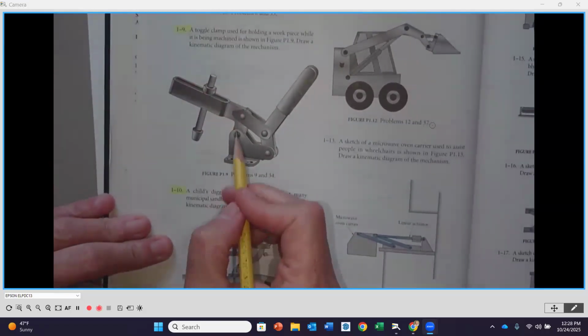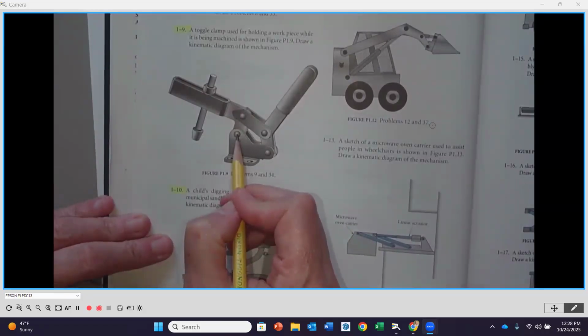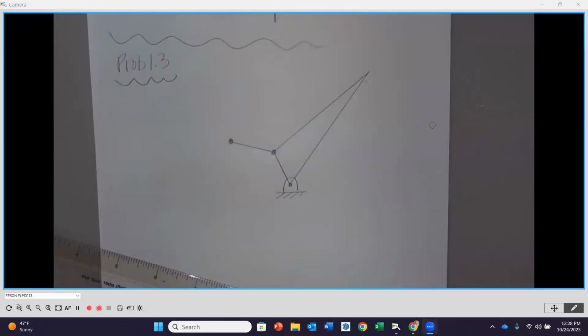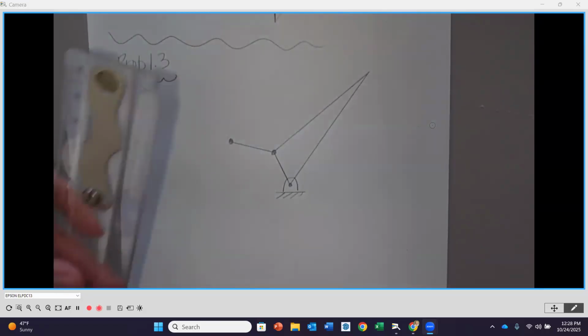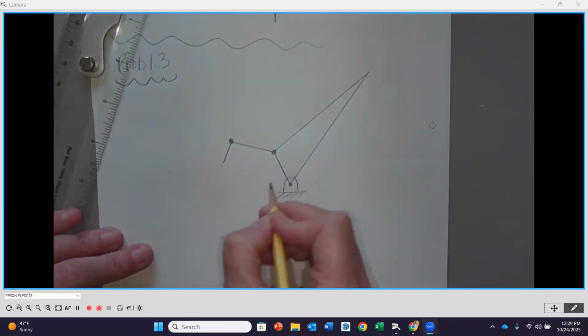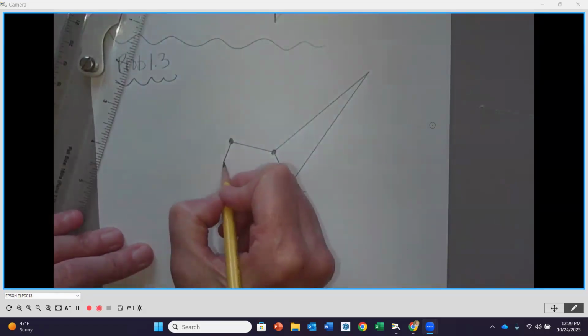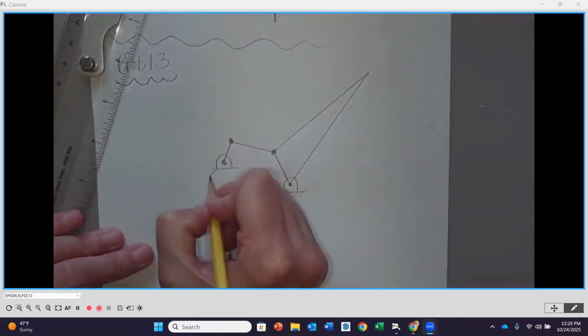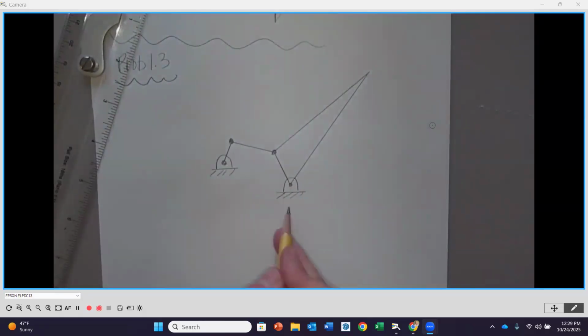Now the clamp is also connected to the frame, okay? So remember, we're not going to draw the frame itself, we're not going to draw what the frame looks like, okay? We're just going to draw a connection to the frame, okay? Even though it looks like it's two separate things, it just means that it is connected to something that is not moving. And it can be two separate things, or in this case, it is the same part that then secures to the ground.